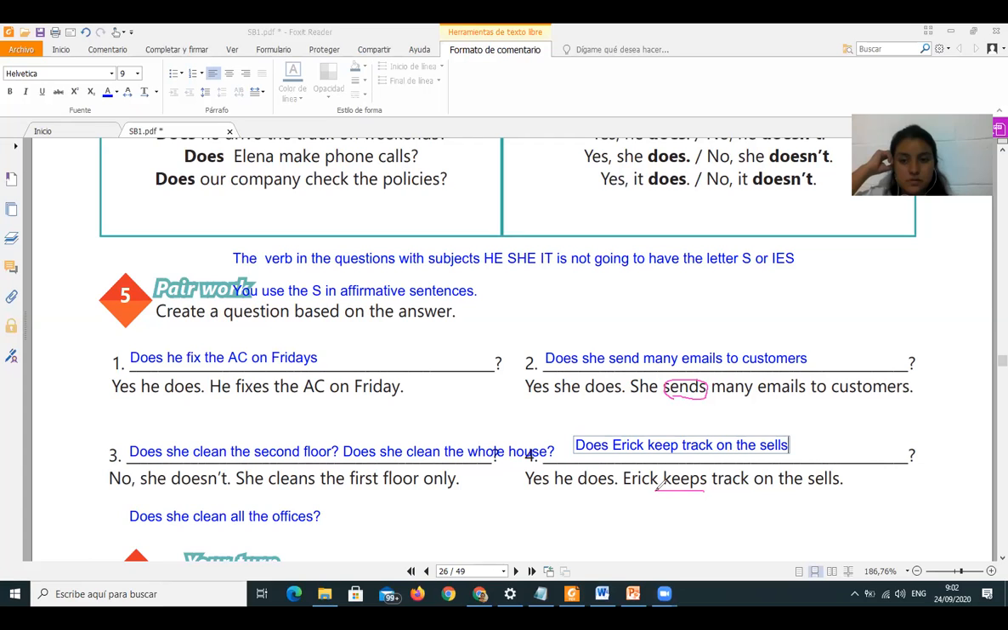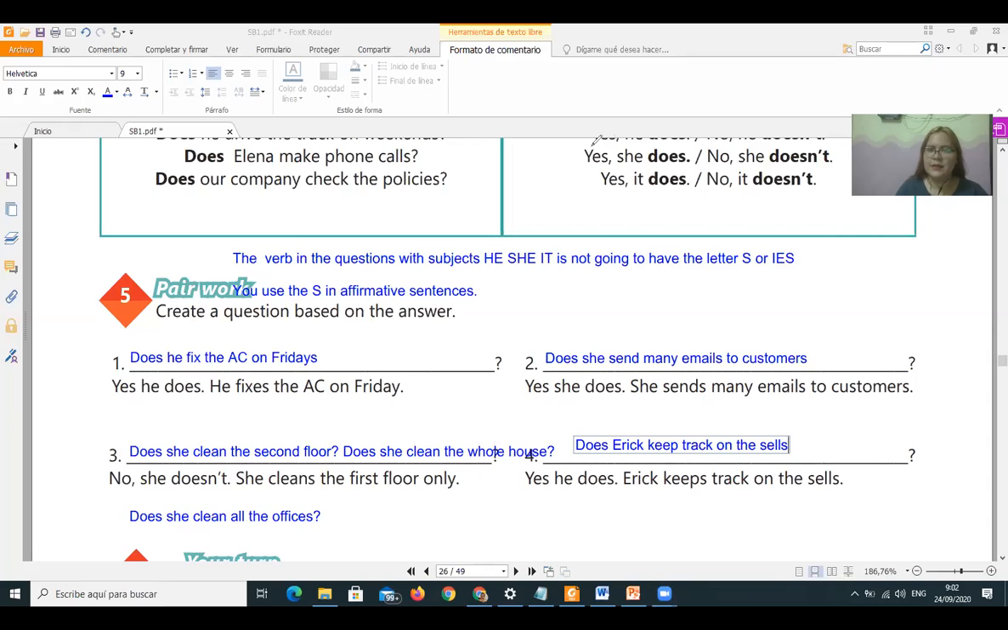Oh, no me acordaba que era keeps. Do you remember now? What is it? Son como las métricas, creo. Sí, podría ser las métricas, como llevar el control. Keep track es como llevar el control de algo, o darle seguimiento a algo.